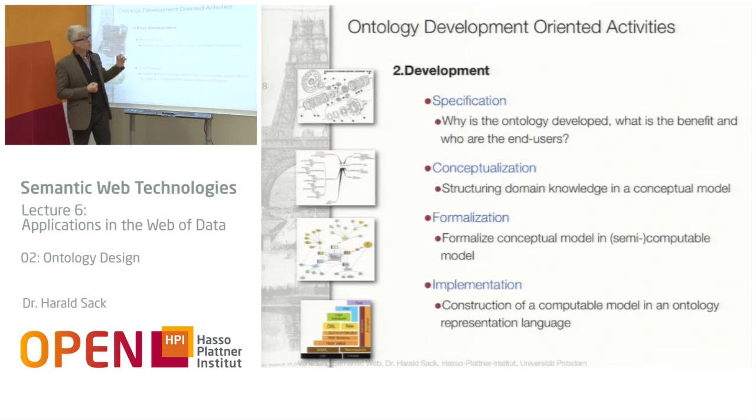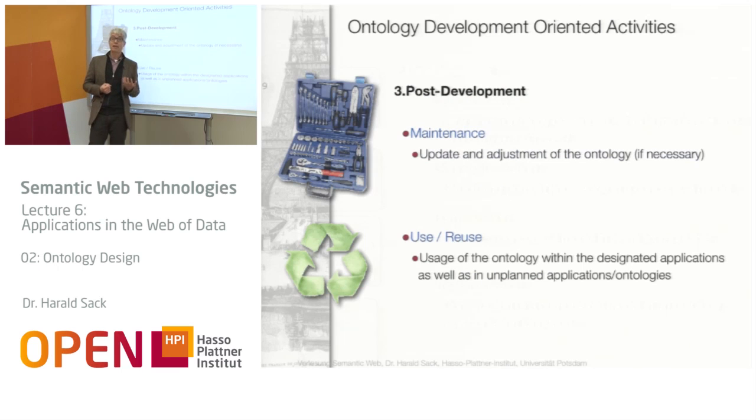We have the post-development phase. And in the post-development phase, you have to think about things like maintenance, for example. Of course, you need maintenance because the world that you have modeled with the ontology does not stop, and it changes. It changes continuously, and therefore maybe your ontology has to be adapted, and therefore you have to consider maintenance routines. So when, for example, are updates and adjustments of the ontology necessary?